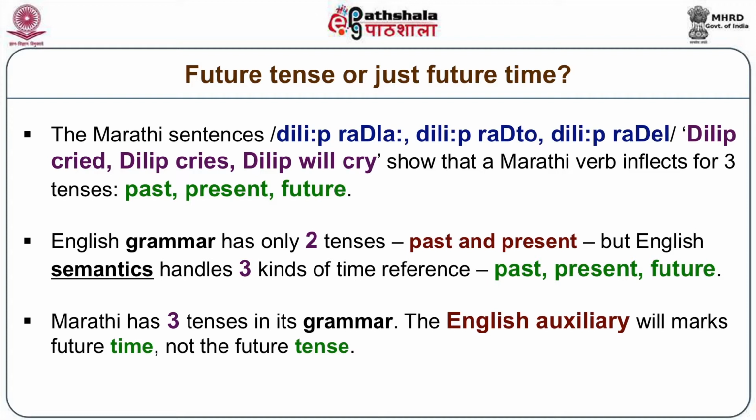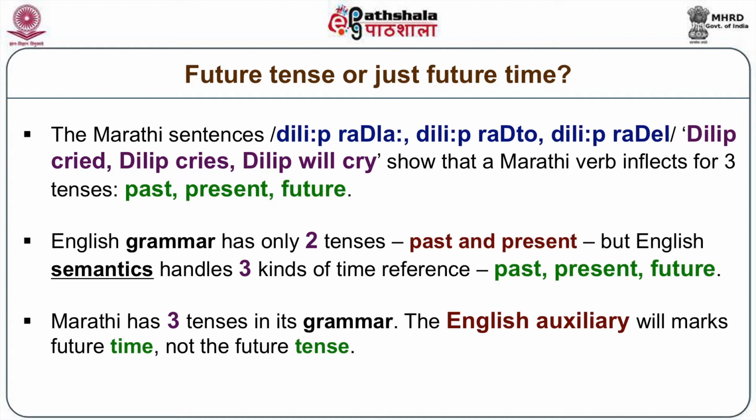At the same time, you need to realize that even though our understanding of time as human beings involves the past, the present, and the future, the way language encodes time is not consistent. There are many, many languages in which you don't have 3 tenses in the morphology the way Marathi has 3 tenses in the morphology. Consider English.